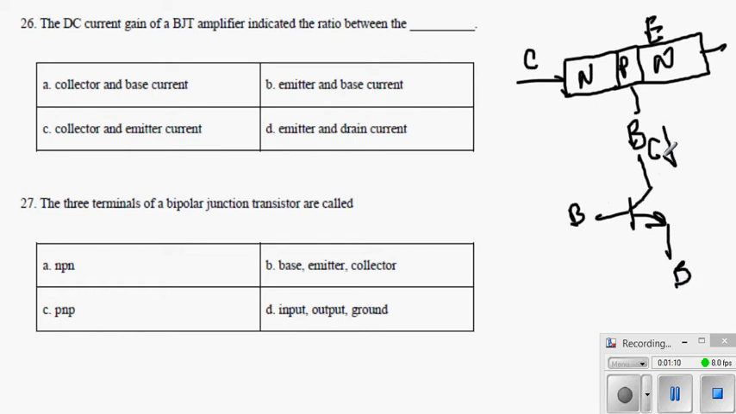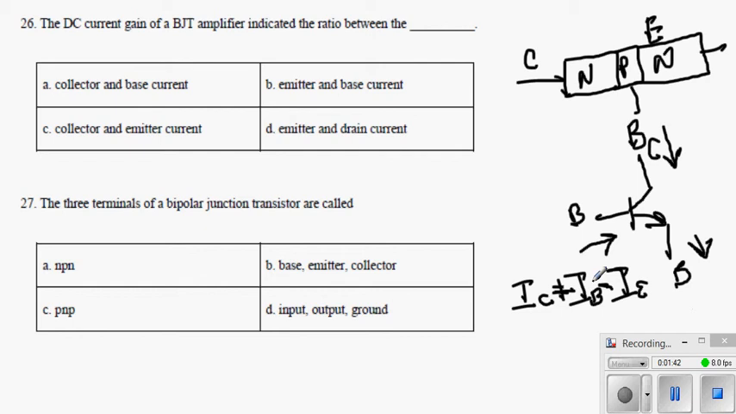And we say that the collector current that goes into this terminal composes of two currents, a base current and an emitter current. So we say the collector current plus the base current will combine together and give you the emitter current.